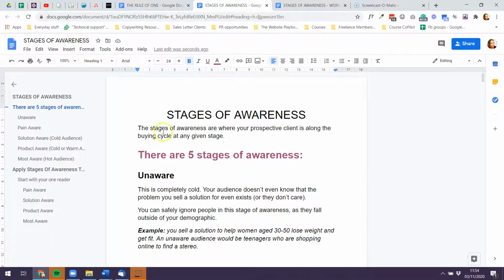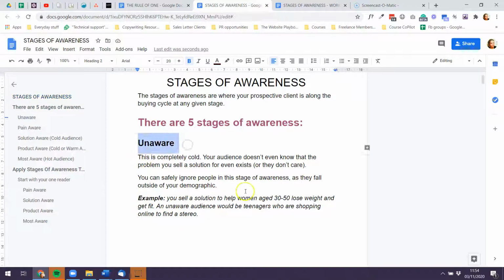Okay, so first the overview here. The first stage of awareness is unaware. So this is completely cold. This is basically people who don't even know that a solution exists for the problem because it's not something that is on their radar. So I've given a pretty extreme example here.